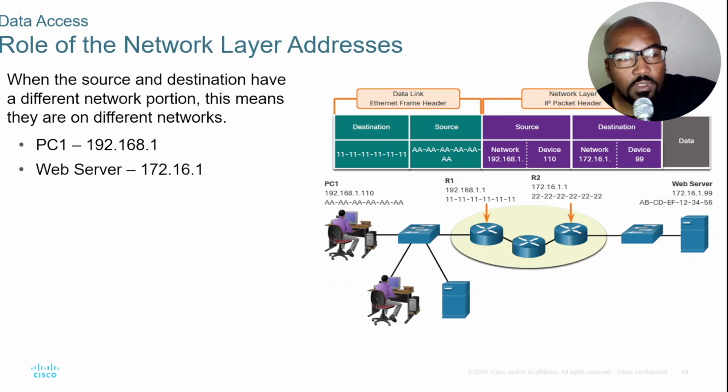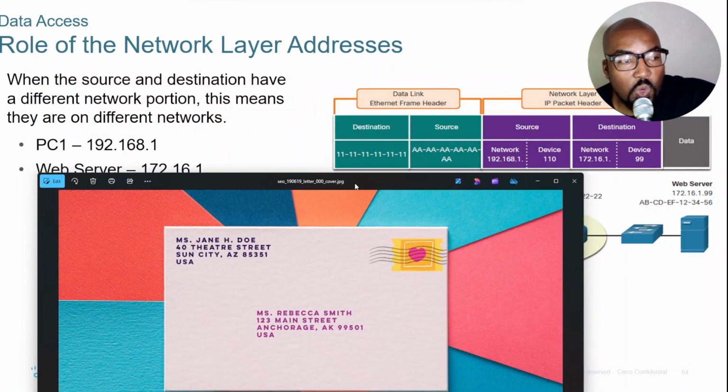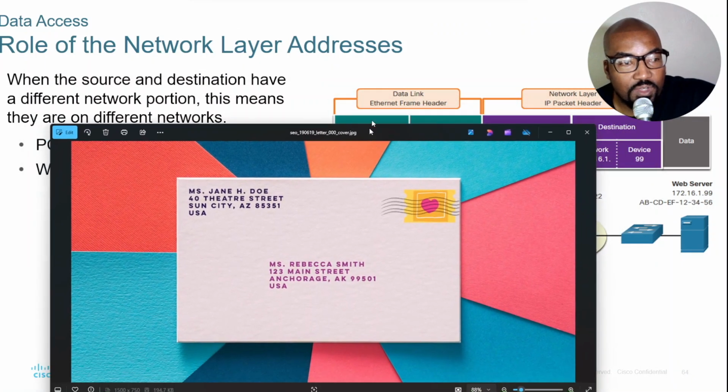The role of the network layer. When the source and destination have different network portions, this means they are on different networks. That is correct, so they're on different networks. It says when the source and destination have a different network portion, so that's very similar to this. And you guys know I'm going to show you my lovely envelope.